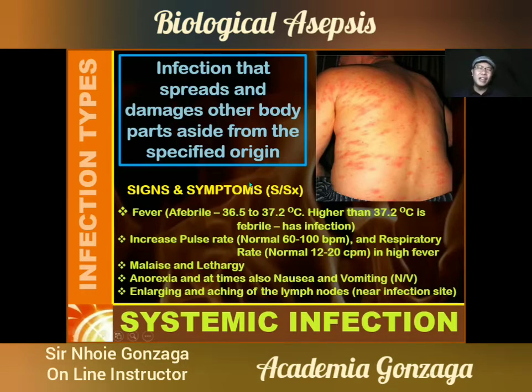Now, what are the signs and symptoms of a systemic infection? Number one, you will have fever. Okay? So fever here will be 37.2 Celsius and above. So if your temperature reads 36.5 to 37.2, that's normal. Beyond 37.2, there is already fever. So you will also have increased pulse rate, okay? Increased respiratory rate, okay? You will have malaise, okay?